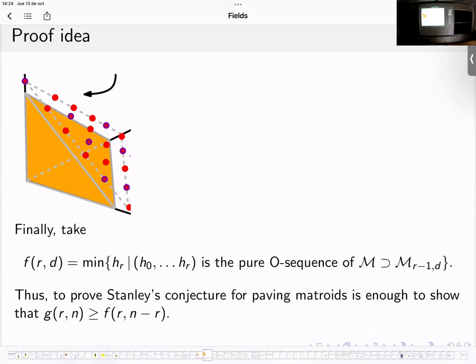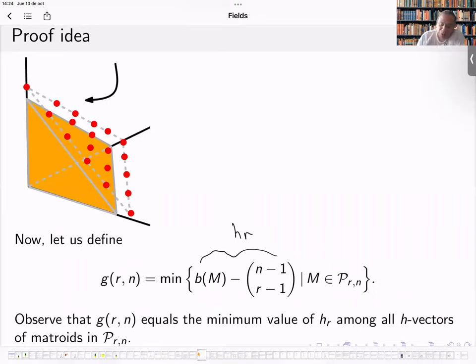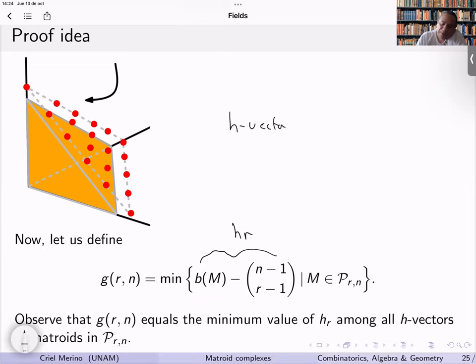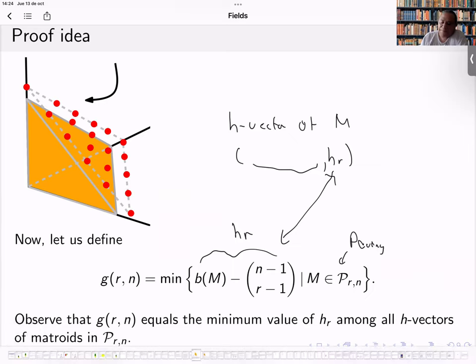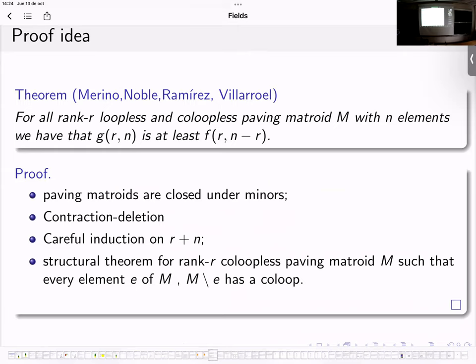Can you show the definition of G R N? Oh yeah. So G R N is, so you will have the H vector of a paving matroid M. So you will have all these quantities that are the same as the last term, this H R, will have this form. So I want to minimize that. A P R N is the set of all paving matroids of rank R and N elements. So our theorem is that this works for rank R.